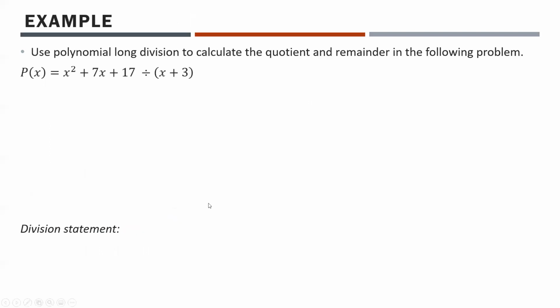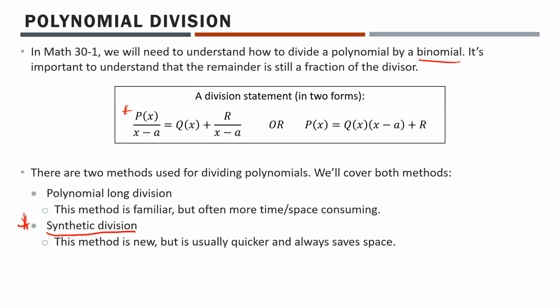All right, so here's an example. Use polynomial long division to calculate the quotient and remainder in the following problem. And then, of course, down here, it wants us to write it as a division statement. In other words, kind of like the stuff we see in that box right there.